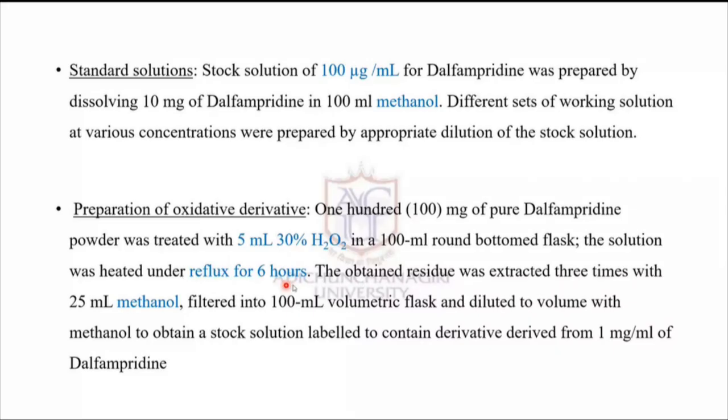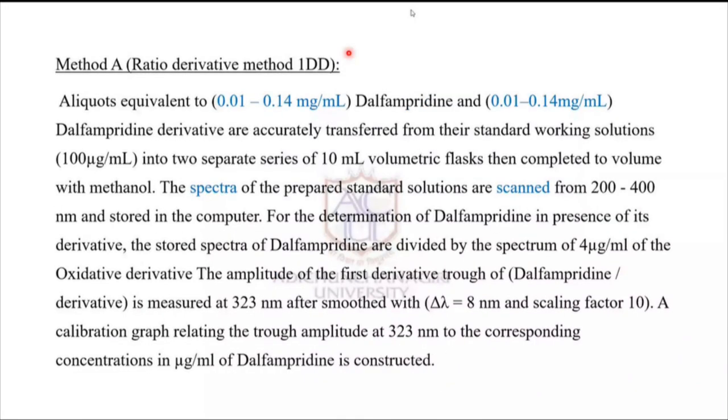And then the first method is the ratio derivative method. As I have said earlier, we are not concentrating on the method procedure in detail, but the solutions prepared were 0.01 to 0.14 mg per ml of dalfampridine and 0.01 to 0.4 mg per ml of dalfampridine derivatives were prepared, and they were scanned, lambda max was taken, and the further procedure was made.